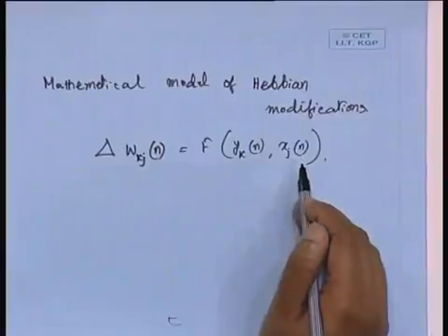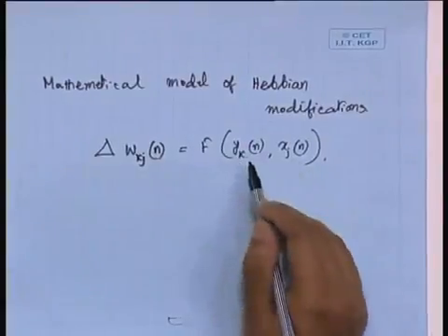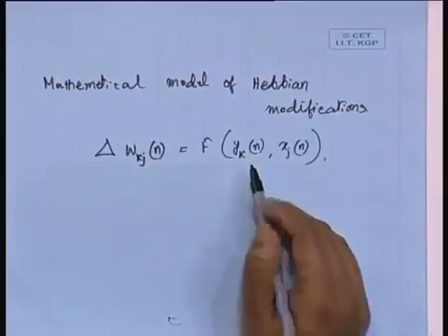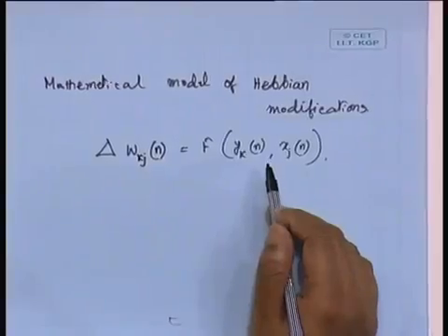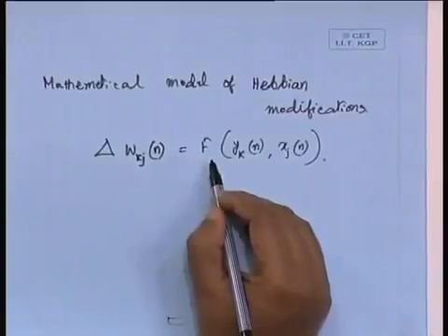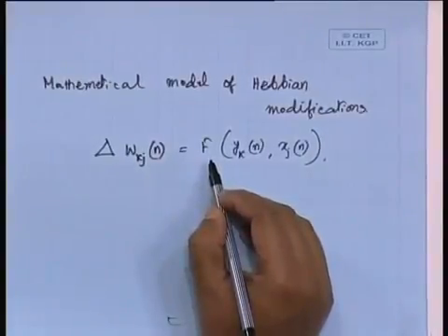Now, surely the change of weight has to be a function of the presynaptic signal, Xj of n, and the postsynaptic signal, Yk of n. So, it is definitely a function of that. And if we are going to have a positive correlation, as is the case with the Hebbian synapse, one has to show the positive correlation in the form of some mathematical expression, because just telling function f does not mean whether it is showing a positive or a negative correlation, it can show either.